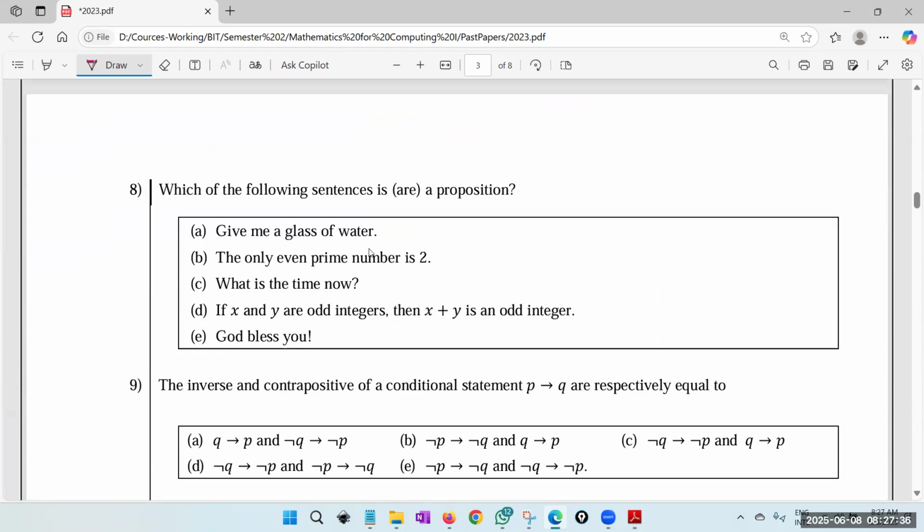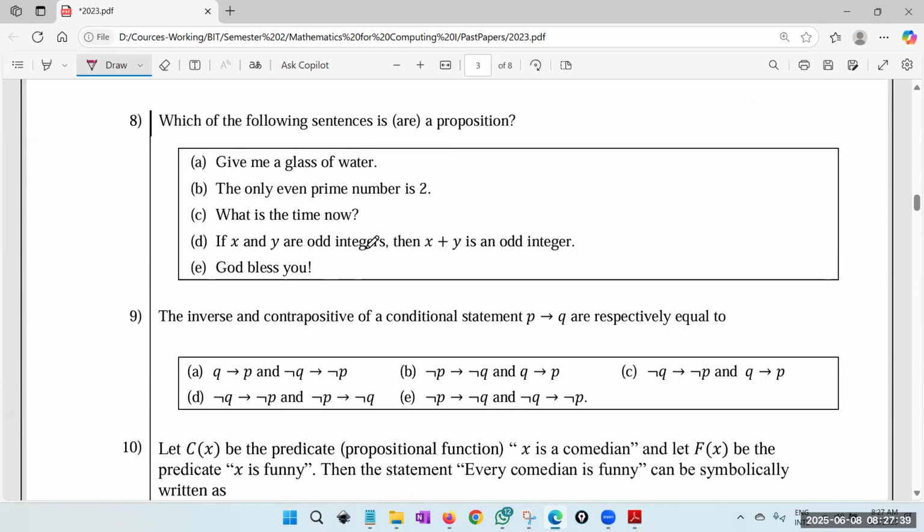Right. Which of the following statements is a proposition? Give me a glass of water. This is not a proposition. This is a request. Requests and wishes are not propositions. A proposition means you make a statement. The only even prime number is 2. Yes, the only even prime number is 2; there's no other even prime number, right? So it's a true proposition.